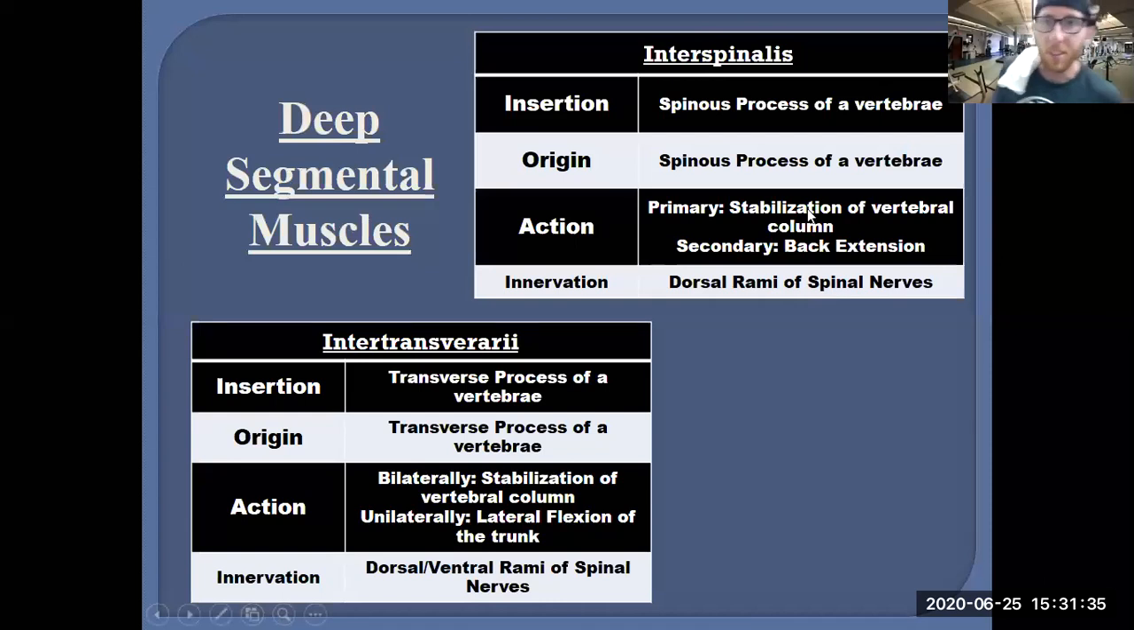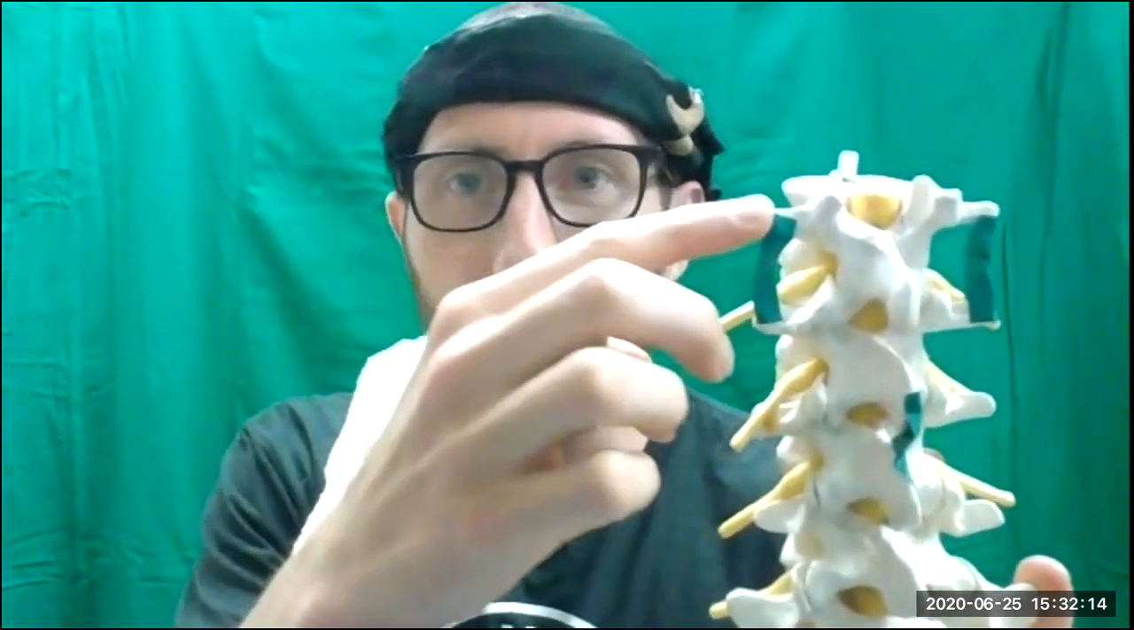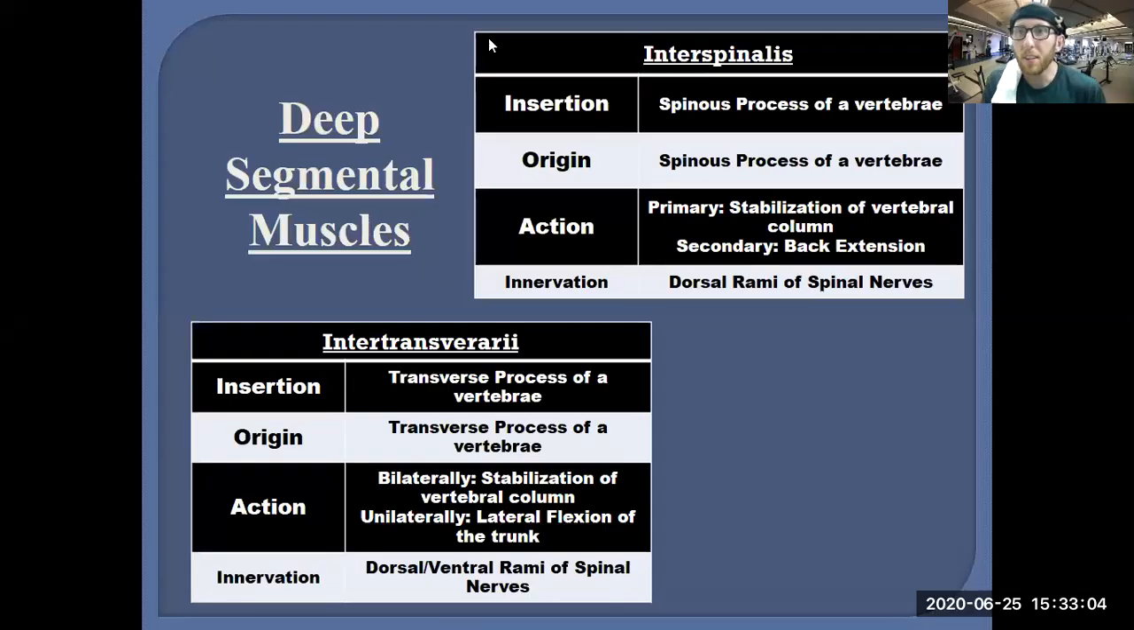All right, next up, we're talking about some deep segmental muscles. These muscles span the spinous processes or the transverse processes. So real quick, so that you can see these, I've taped them onto the vertebral column, and you can see the intertransverse muscles right here and the interspinous muscles right here, literally in between the spinous processes and in between the transverse processes. And what are these going to do? These are such small muscles.